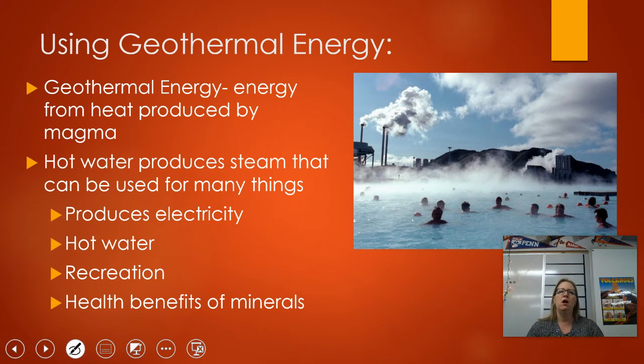Okay. So that hot water produces steam, which can then be used, like the old steam engine trains, they burned coal to heat water to produce steam because the steam could turn these mechanical things to actually move the train. Okay. So you can use steam to turn turbines that can produce actual electricity. Or you can actually pipe the hot water into the home to heat the home or just use for hot water. Recreational uses, hot springs are really fun to be in. Feel good. It's like a natural spa. And then, like I said earlier, the health benefits of the minerals themselves.